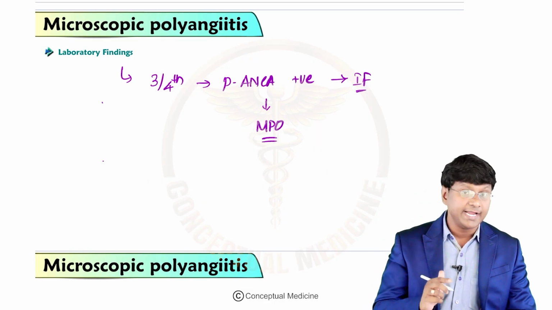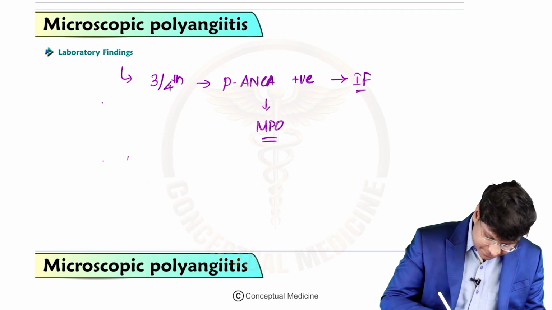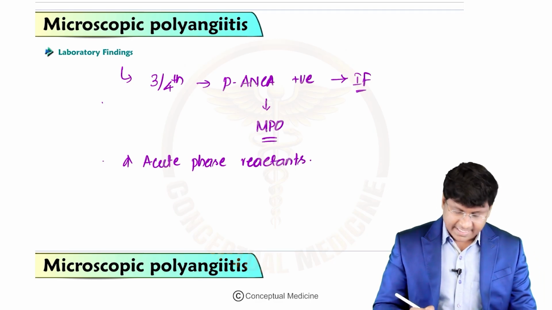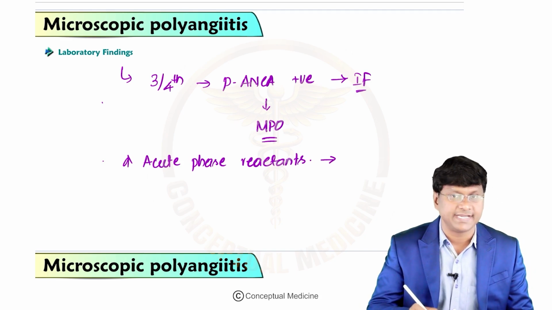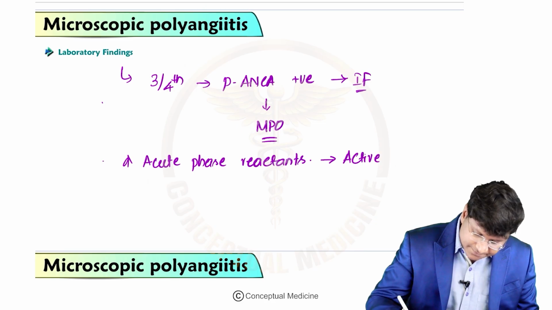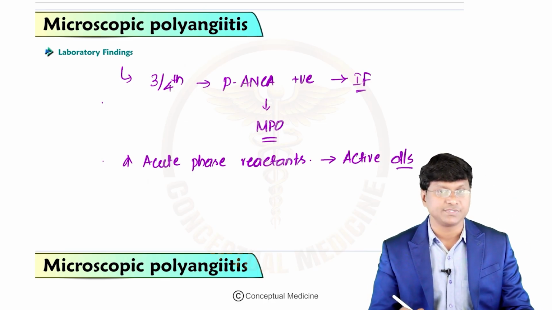There are also elevated acute phase reactants, and the elevated acute phase reactants are typical of active disease.